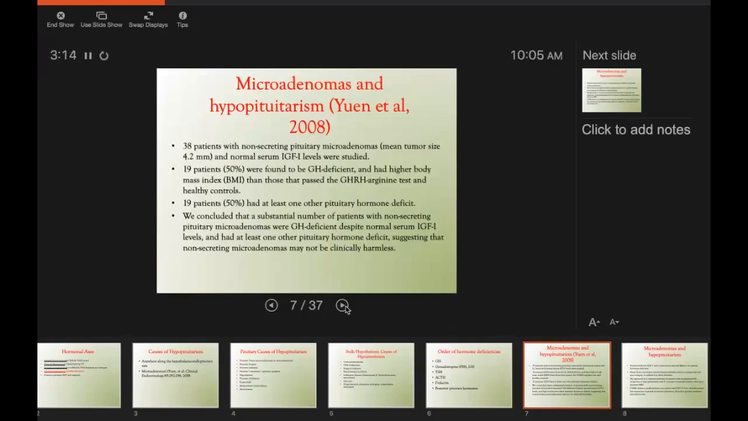And we concluded that a substantial number of patients with non-secreting pituitary microadenomas were growth hormone deficient despite normal IGF-1 levels. They had at least one other hormone defect, suggesting that these microadenomas may not be clinically harmless.